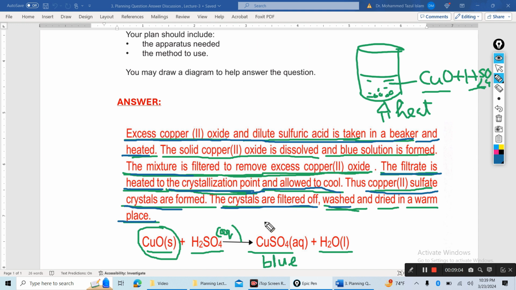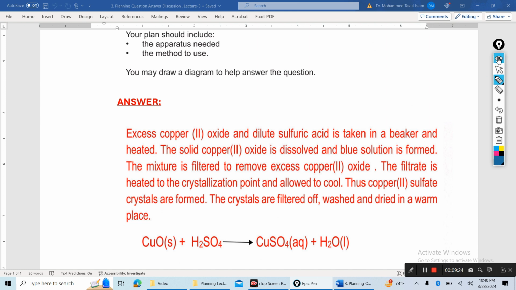So what type of reaction is this? Copper 2 oxide is a base and sulfuric acid is an acid. This is a neutralization reaction. So this is the method for the preparation of pure copper 2 sulfate crystals from copper 2 oxide and sulfuric acid.